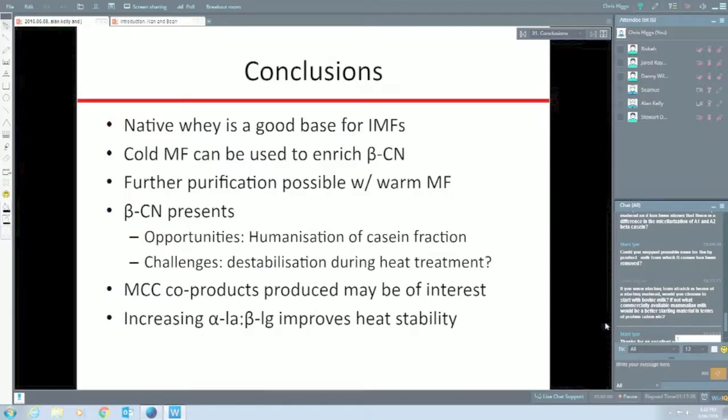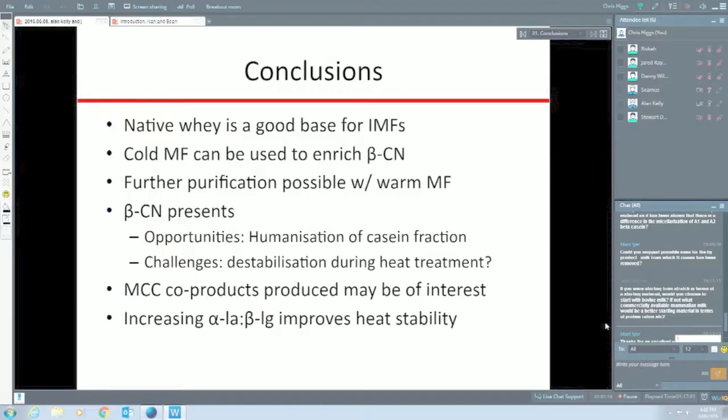Okay, and are there any examples of beta-casein enriched IFFO currently on the market? There are, yeah, but we couldn't possibly say. Right. Okay. I'll leave that. I might send this email on, and you can answer it.